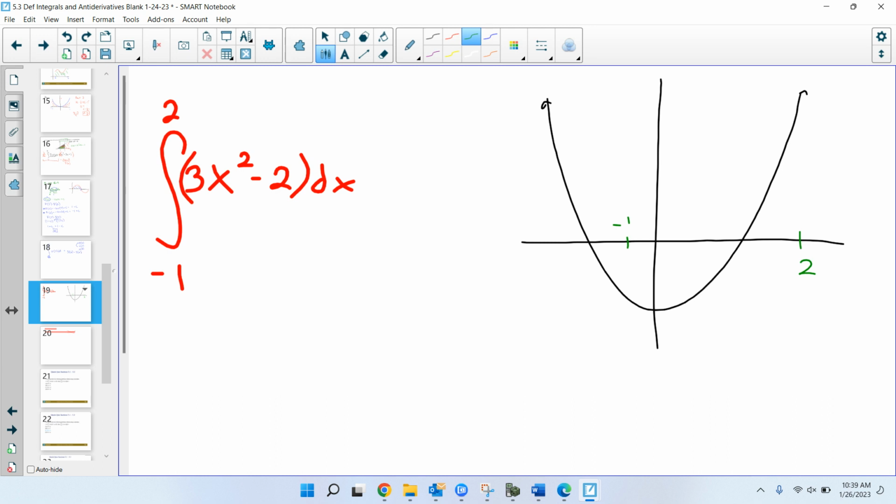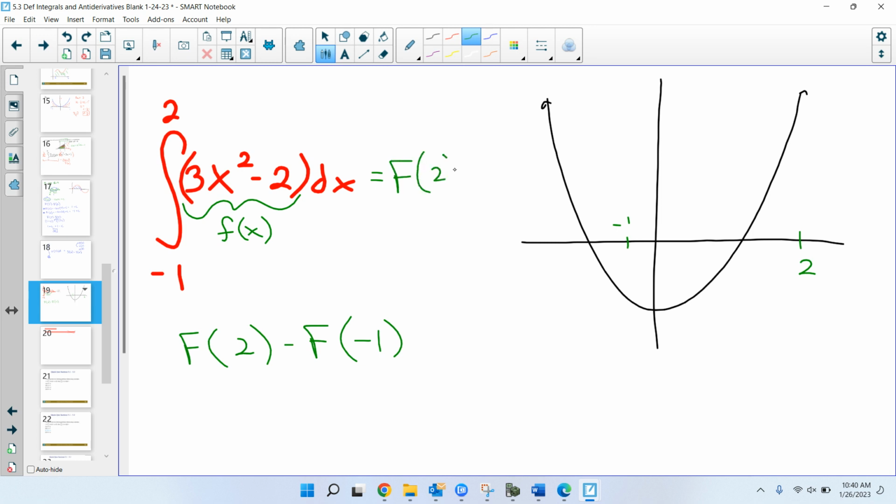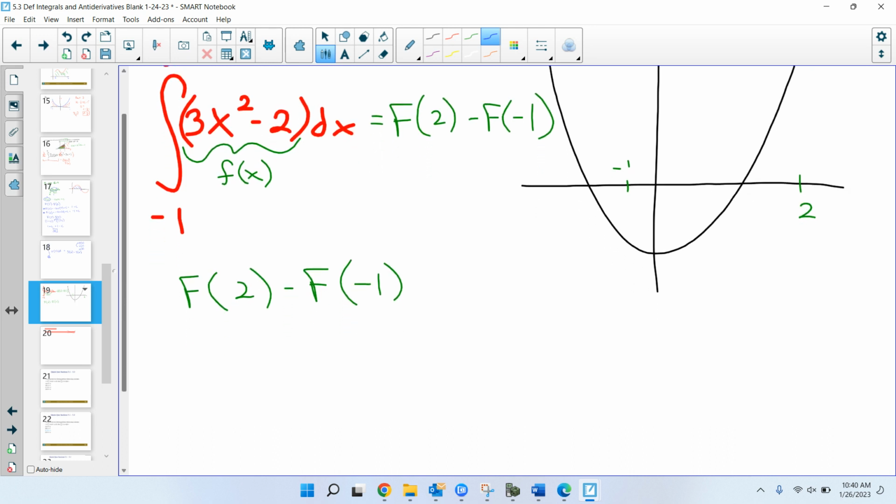But all you're really doing is, this is some function. All you have to do is find the antiderivative, plug in 2, minus the antiderivative at -1. That's going to give you the area. So this is equal to capital F of 2 minus capital F of -1. So how do I find the antiderivative function? Well, if little f is 3x squared minus 2, what's capital F of x? Well, what's the antiderivative of 3x squared?